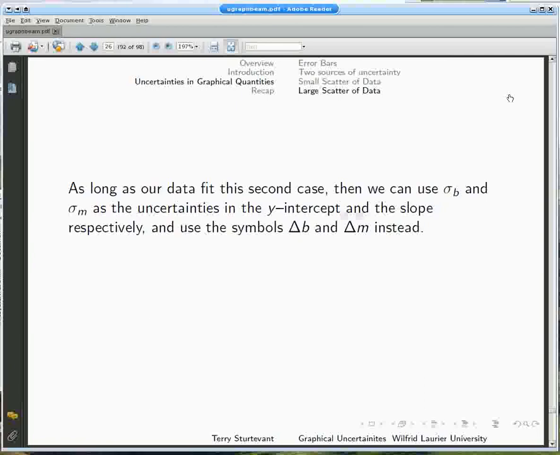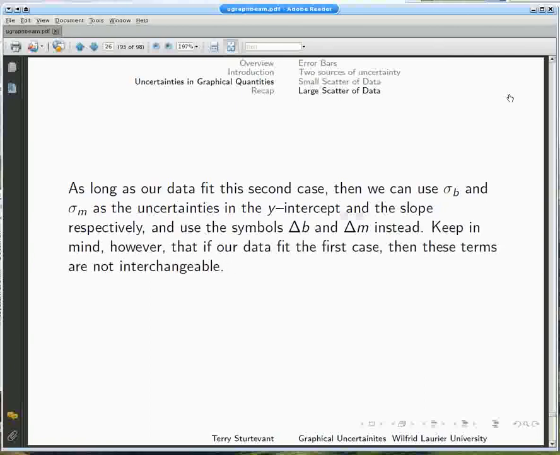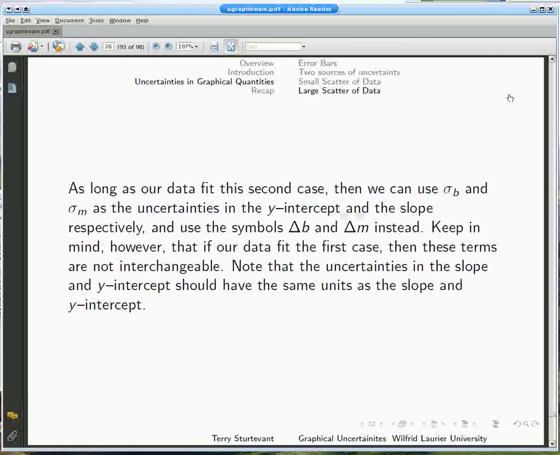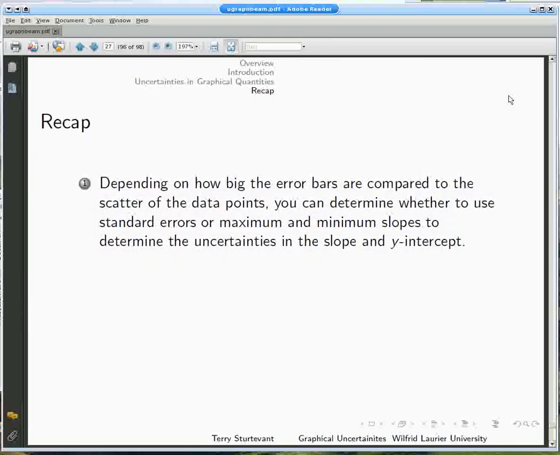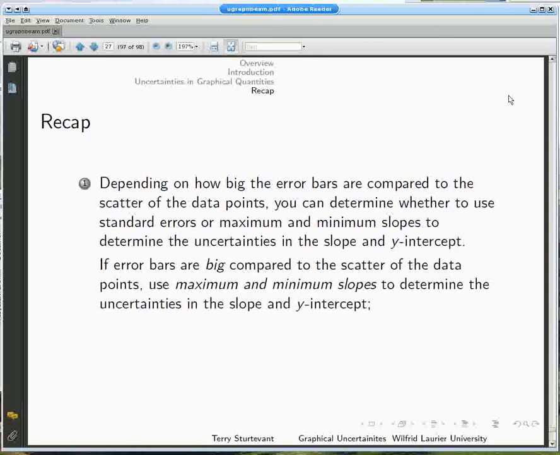With large scatter, the standard errors become the uncertainties. With small scatter, the standard errors aren't used. The most important thing to remember is that how you determine the uncertainties in the slope and the y-intercept depends on the scatter of the data.